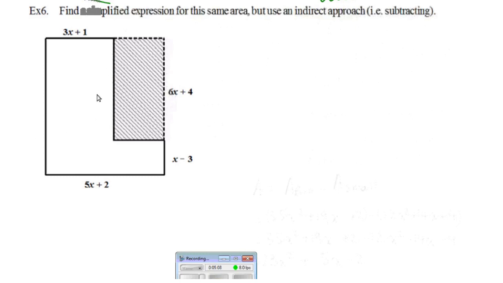So for this problem here, if you look at it, I'm saying that this side here is 2x plus 1. But how did I get that?